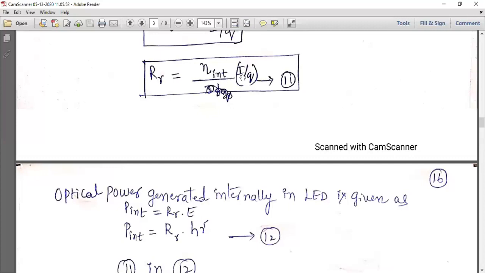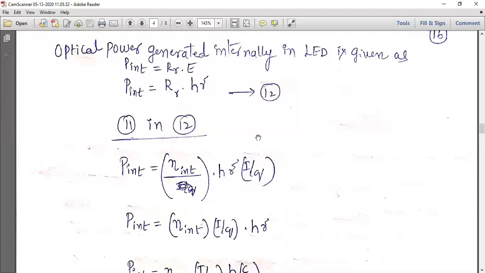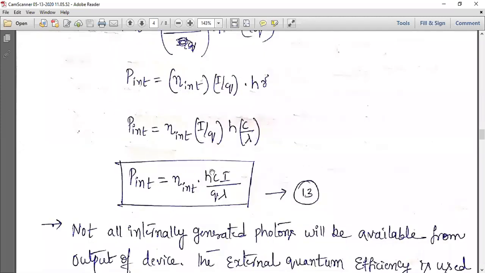Now we can replace this. Once you do that, power is equal to this, substituted with the internal quantum efficiency times I by Q, and h nu. I've reordered I by Q. h nu, nu is a frequency, and frequency is nothing but c by lambda. So this can be written as c by lambda. Now if you combine all these things, h is Planck's constant, c is the speed of light in vacuum, I is the current generated from the LED, q is the free electron charge, and lambda is the wavelength of the light generated. These are the things related to your internal power.